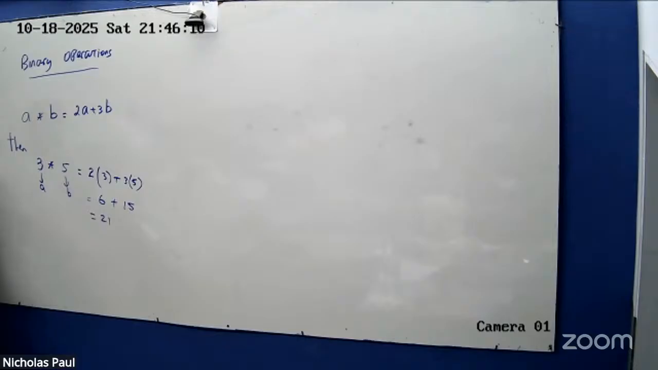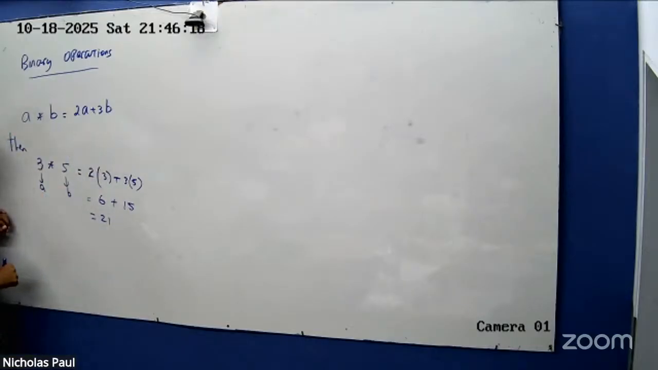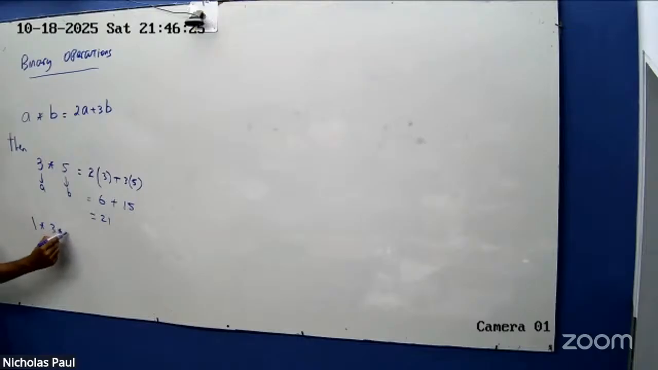Everybody okay with that? So that's the concept of binary operation. This here is a binary operation. All right? What would happen here though? Suppose I said 1 star 3 star 5. What would you do there?